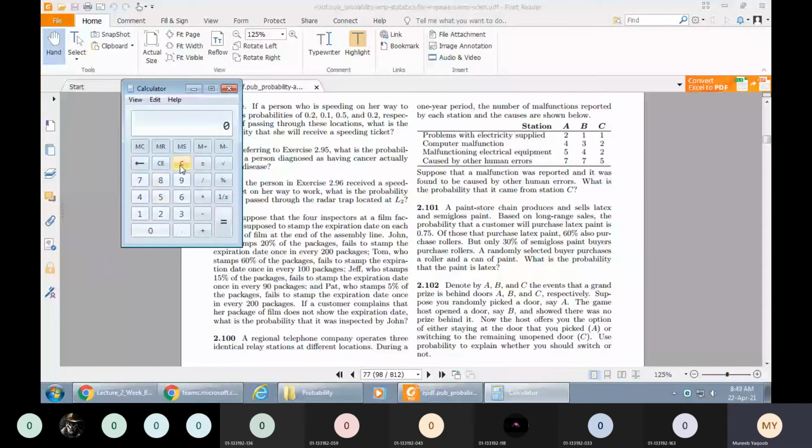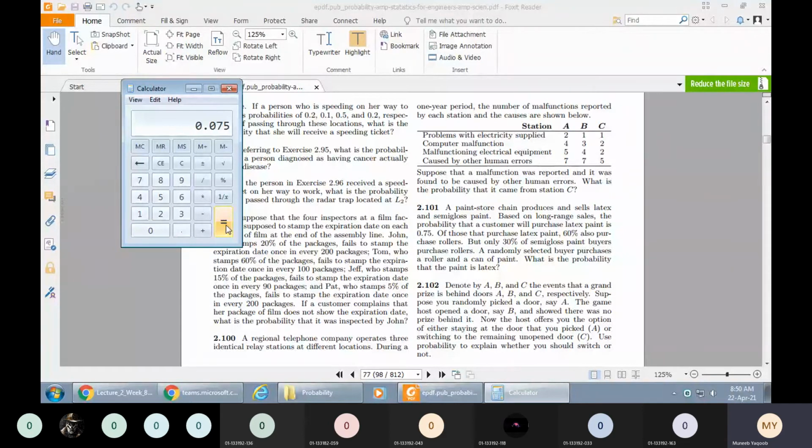Now we will calculate the second intersection probability using the conditional probability, that is probability of semi-gloss intersection roller. So probability of semi-gloss is 0.25 and probability of roller given semi-gloss is 30%. So we will write probability of semi-gloss intersection roller equals 0.25 multiplied by 0.3, that is 0.075. So the first intersection was having a probability of 0.45. The second intersection was having a probability of 0.075.